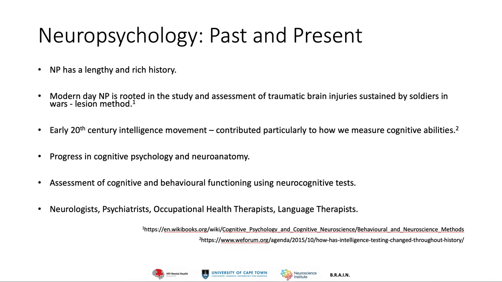Neuropsychology has a long and rich history, and modern-day neuropsychology is rooted in the study and assessment of traumatic brain injuries sustained by soldiers in the two world wars and subsequent wars, because soldiers often received head injuries that affected a very specific part of the brain through a bullet wound or a shrapnel wound, as opposed to diffuse head injury that is, for example, seen in car accidents today.